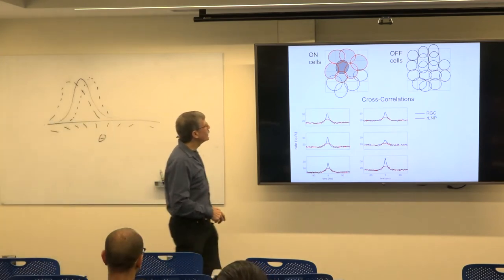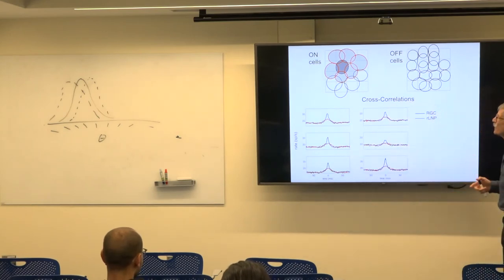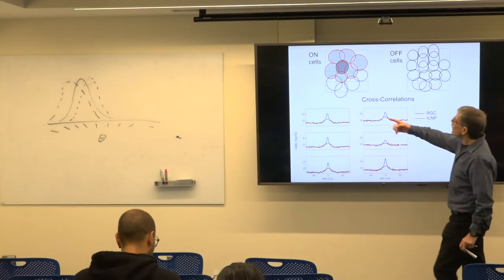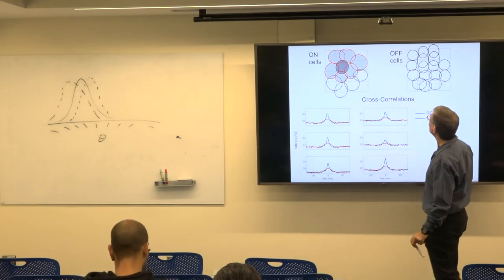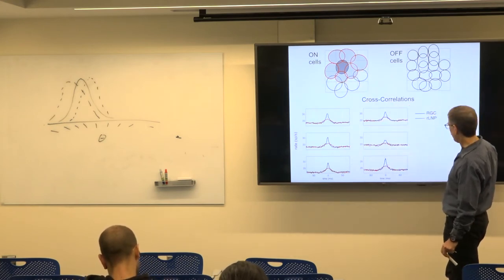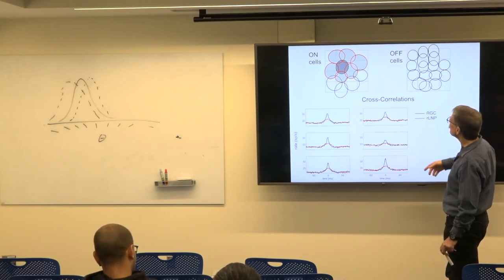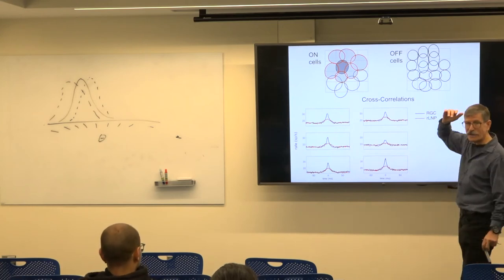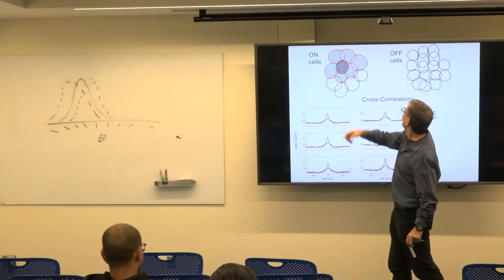So here's a retina, and here's a bunch of ganglion cells that were measured in a piece of retina by EJ. And you ask about, you know, here's one of the ganglion cells I'm talking about, and here's some nearby on cells. Oh, right. And so here's a bunch of retinal ganglion cells, and here's their cross-correlations. That's why there's six plots here. I'm comparing this guy to these other six guys.